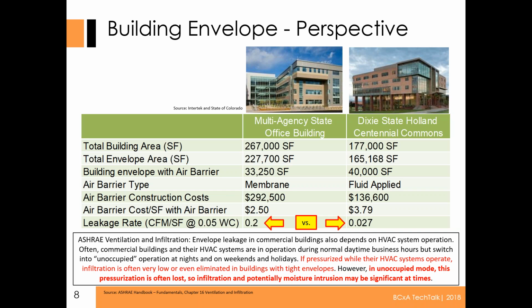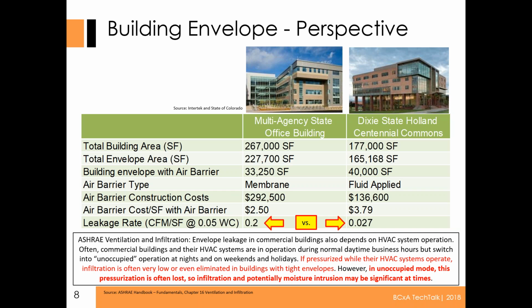This just happens to be 2 different projects my friends at Intertech worked on and shared some data with us, where they tested the actual whole building leakage rate. I won't go through all the numbers, but I want to give you an idea of two different extremes, and that's the bottom number there, leakage rate, CFM per square foot at 0.05 inches water column. The building was pressurized to that amount.